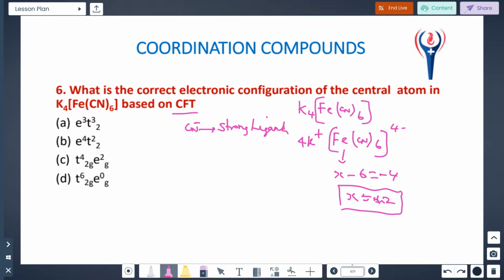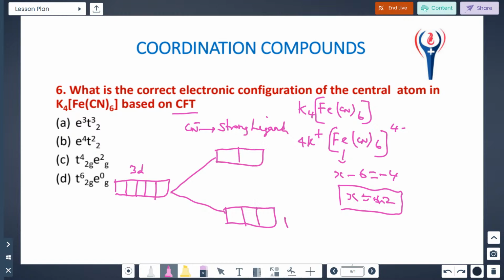Suppose here it's the 3d orbitals. Whenever ligands come, the d orbital is split into two sets of orbitals. One is the T2g orbital, another is called the eg orbital. You know that this is called T2g and this is eg. It's a strong ligand here.